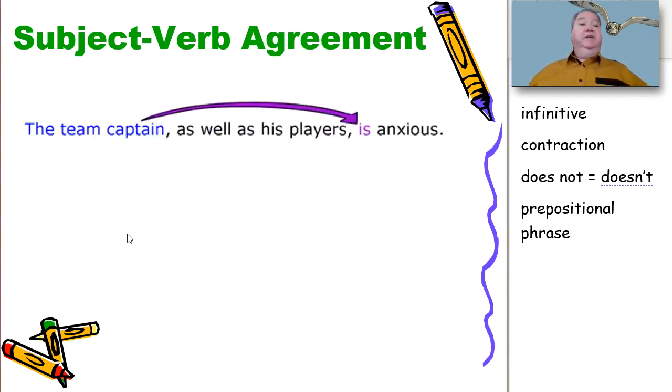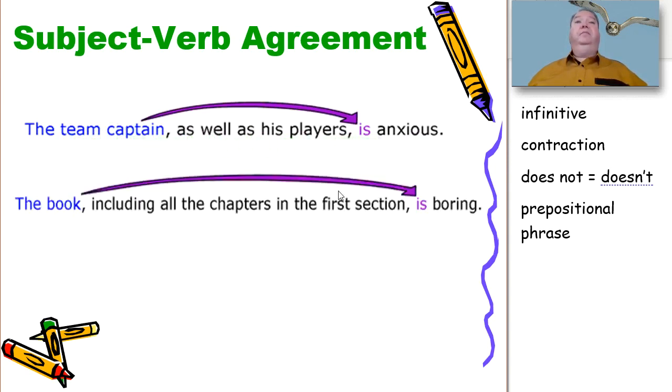Let's look at a few more examples. The team captain, as well as his players, is anxious. The subject, the team captain, is subject verb. The book, including all the chapters in the first section, is boring. Subject verb. The book is boring.